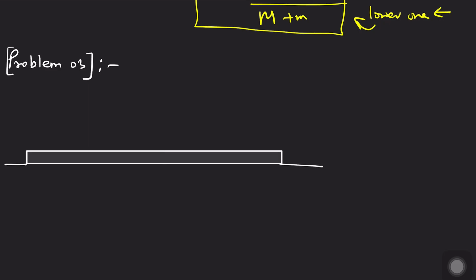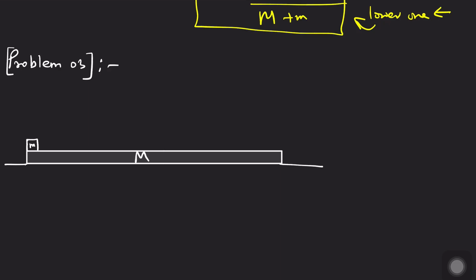This mass is capital M. And there is another block, small m. It has been said that this is a very long plank. Guys, let me read the question first, and then we will see.